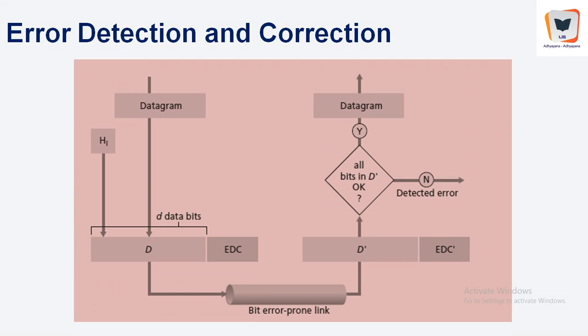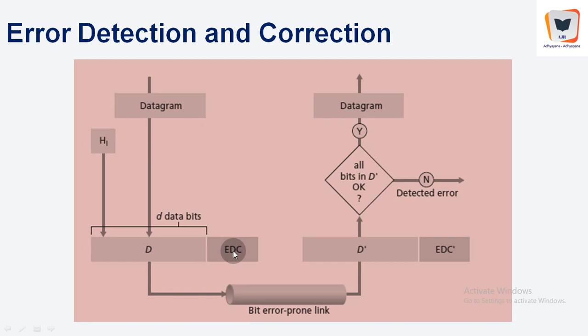This figure illustrates the setting for our understanding. Of course, at the sending node, data D is to be protected against bit errors, which will possibly be caused by a bit-error-prone link, because the link is also under the control of the data link layer. It is augmented with error detection and correction bits, specifically called EDC.